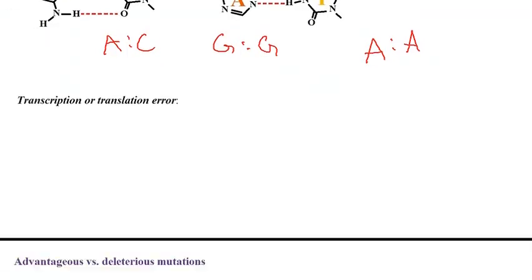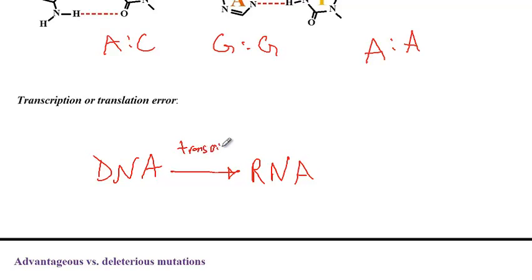Now, we could have a perfect DNA, but then the protein products could still be defective or have a problem. And the reason for that is that DNA transfers its genetic material to RNA through the transcription process.